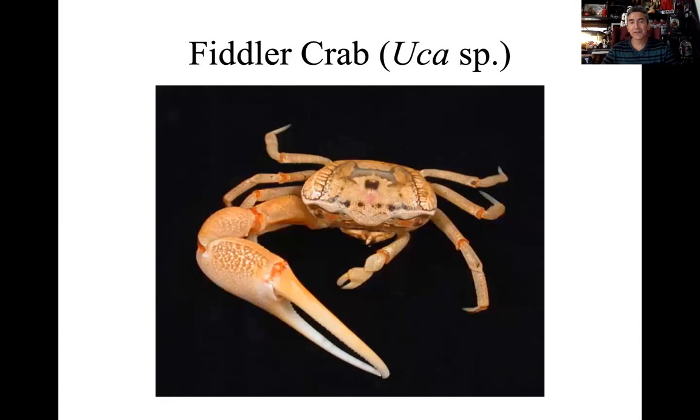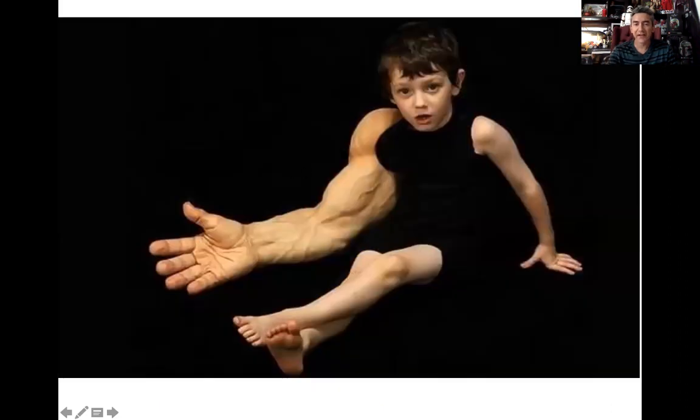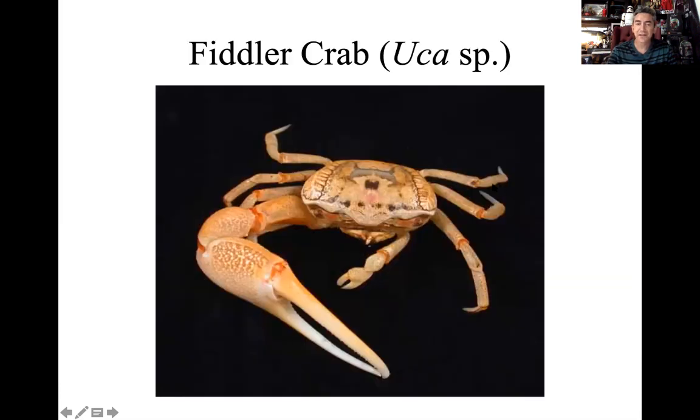Here's an example of a little fiddler crab. The first thing you notice is this big giant claw and then a regular normal size claw. So weird, right? If we were like a fiddler crab, we would look something like that: a huge oversized arm and then the regular normal arm. That's how fiddler crabs basically look.